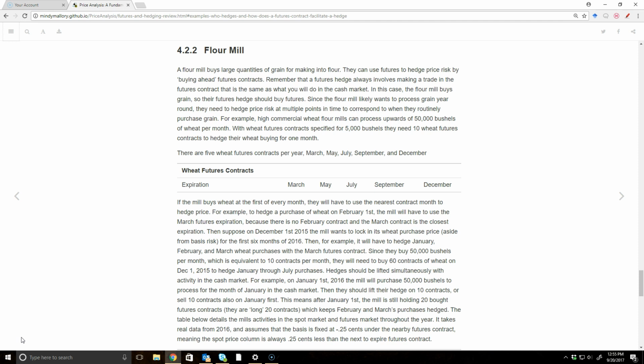Now, another thing that we know is there are 5 futures contract expirations in the wheat market: March, May, July, September, and December. And so if we want to hedge, for example, the purchases that we make in the cash market in January and February, there's no January and February futures market. So the flour mill is going to have to use the next to expire futures contract to hedge that price risk, and of course that would be the March futures contract.